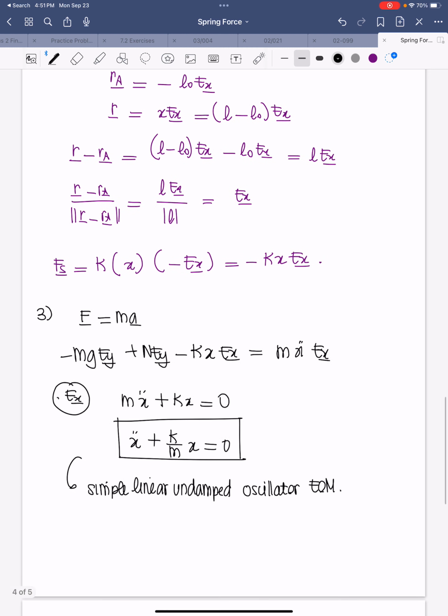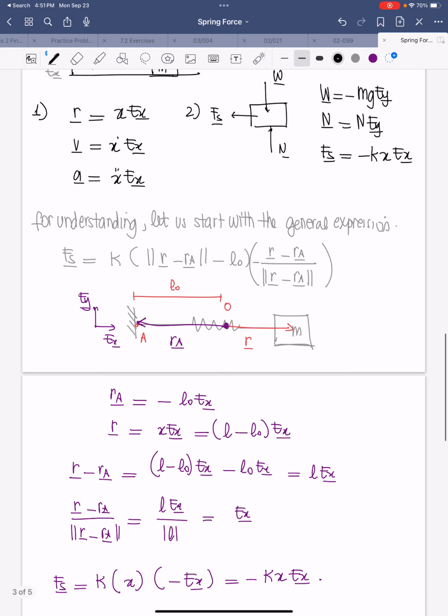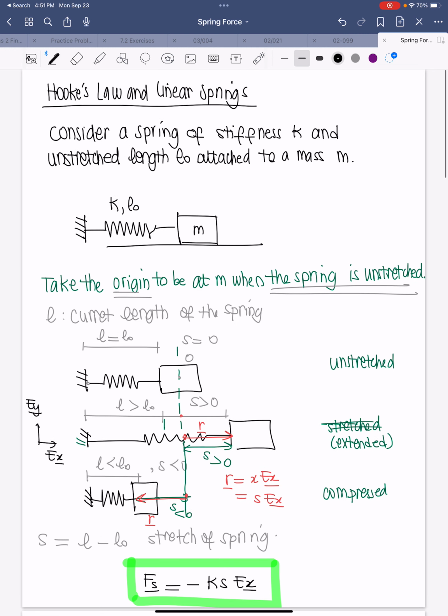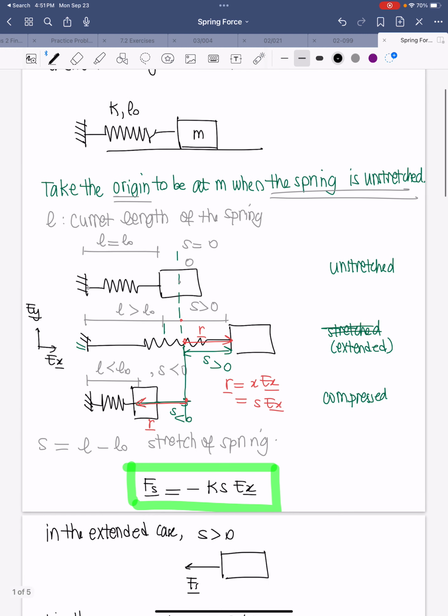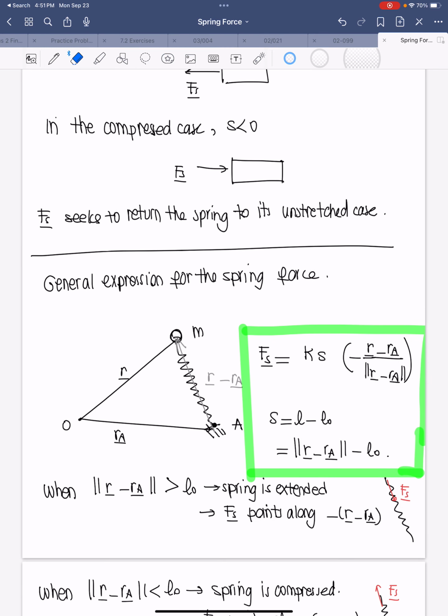Okay, so let me review what we did in this video, and in the next video we'll do an example. So we started with motivating Hooke's law, the spring force that acts on a spring, and we took a simple example in one dimension where the spring and the mass are going in rectilinear motion, and we derived this equation in green here, and it applies when the spring is both stretched and unstretched. In general, we have this equation also in green that applies in all cases when the spring is stretched or unstretched. S is the stretch of the spring, which is the current length L minus the unstretched length L0. R is the position vector from the origin to the mass, and RA is the position vector from the origin to the fixed end of the spring.